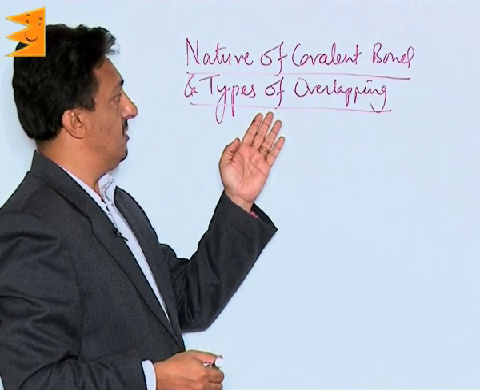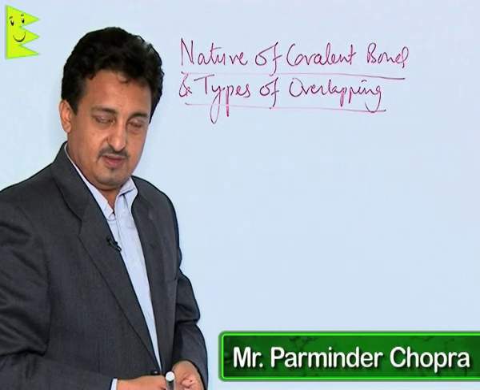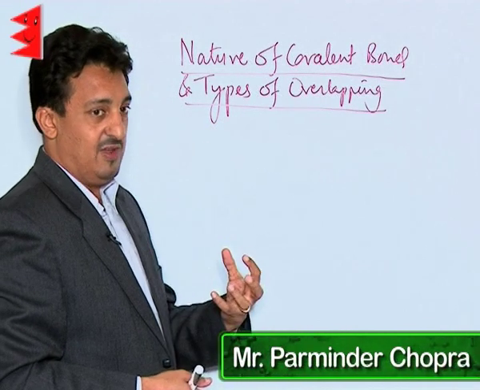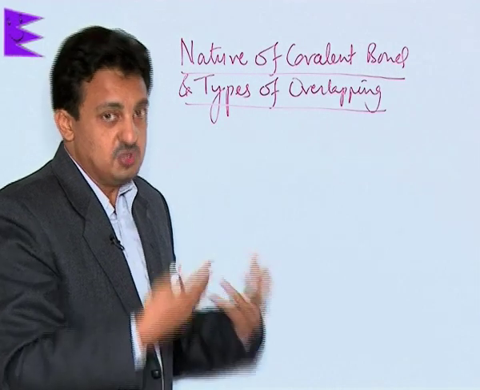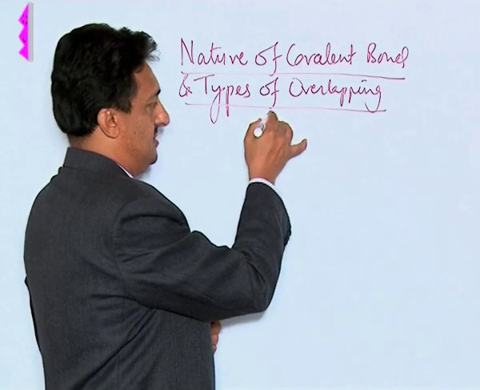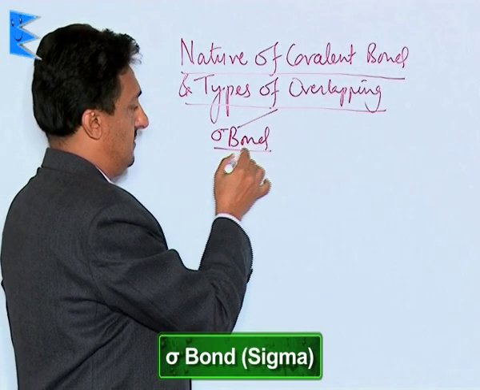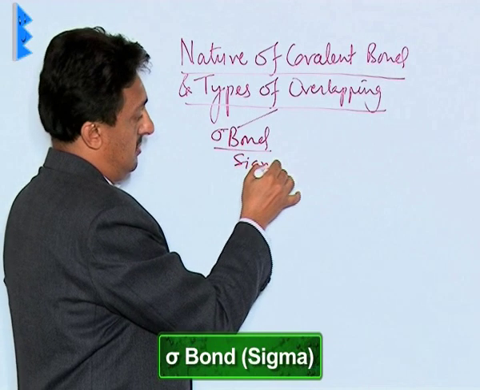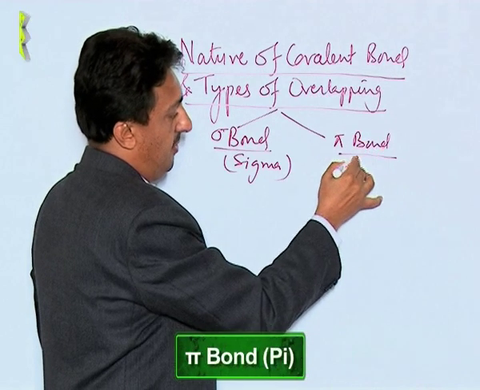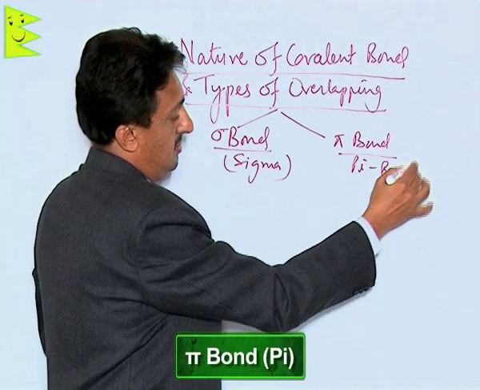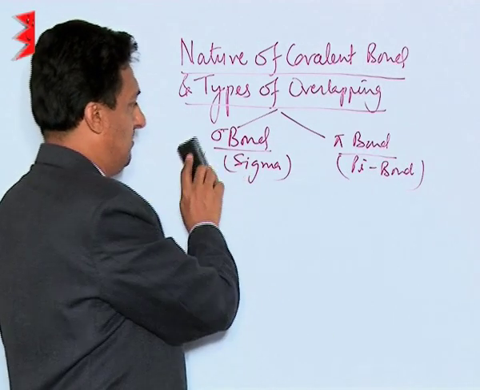Types of covalent bond can be studied in the nature of the covalent bonds and the types of the overlapping. Now, on the basis of the types of overlapping, we can have the nature of the covalent bonds of two types. It's either sigma bond or it can be pi bond.